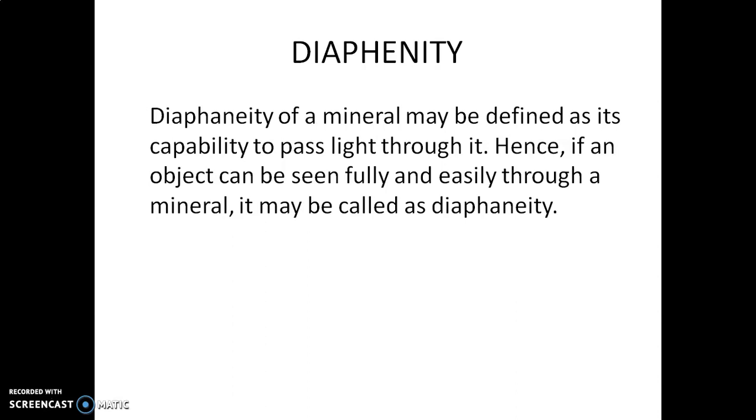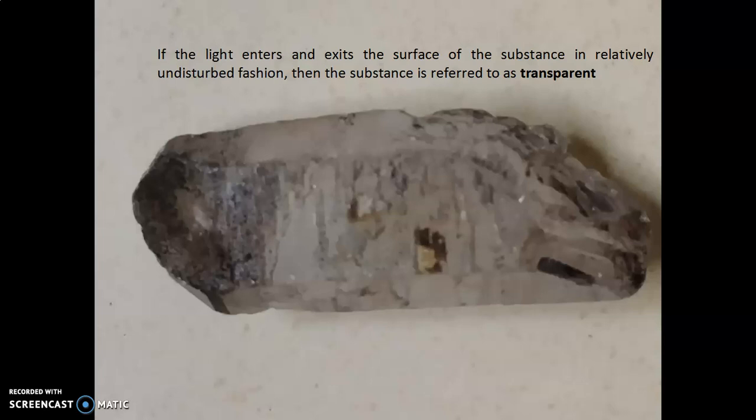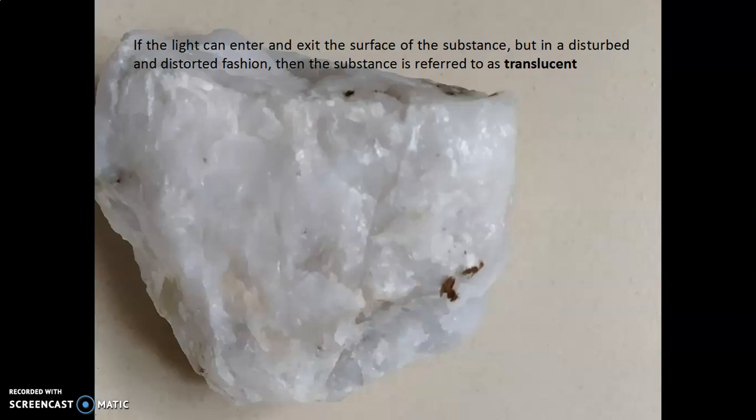Next physical property is diaphanity. Diaphanity of a mineral may be defined as its capability to pass light through it. Based on that, we can classify the mineral as transparent, translucent, and opaque. If the light enters and exits the surface of the substance in relatively undisturbed fashion, then the substance is referred to as transparent. The mineral is transparent. The rock crystal belongs to the quartz group.